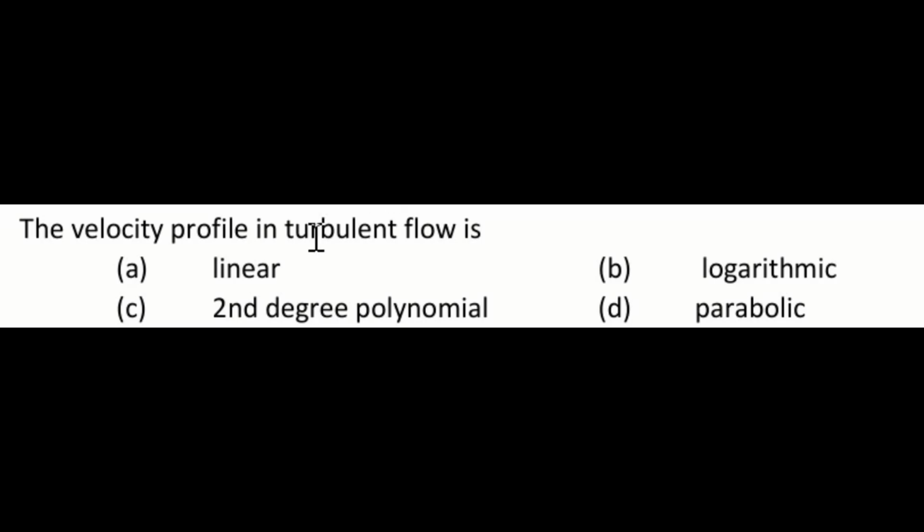The velocity profile in turbulent flow is of what nature? We know there are velocity profiles for different types of flow, laminar and turbulent. The corresponding velocity profile will indicate some definite structure or nature, so we have to find which one. We have linear, logarithmic, second degree polynomial, and parabolic. Among these, which one is the velocity profile?